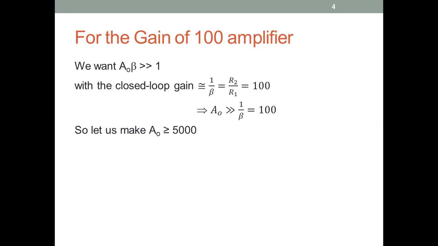You can pick any value, but let us roughly pick A0 to be greater than 5000. So we are going to look for an op-amp that has a gain of greater than 5000. This is not difficult because most commercially available op-amps will have gains actually far greater than 5000, but there are some which don't. So you have to be careful when you choose the op-amp and look at its specifications. So this is one.